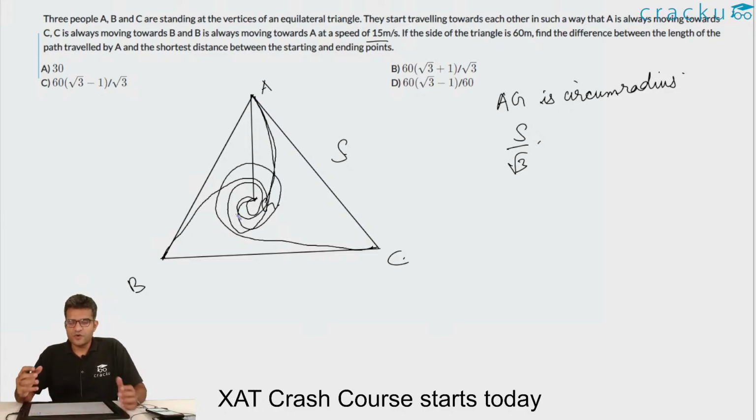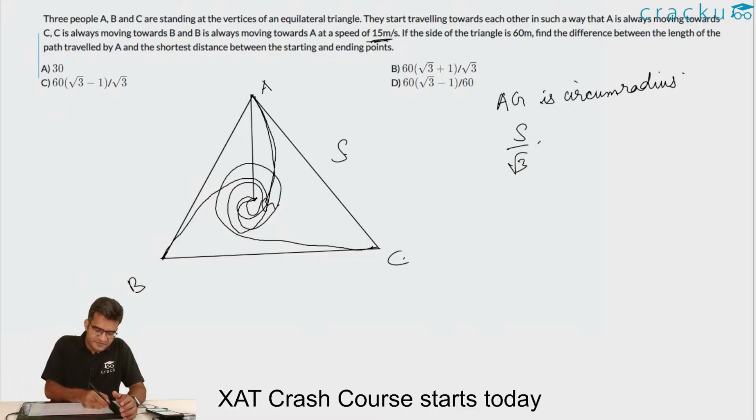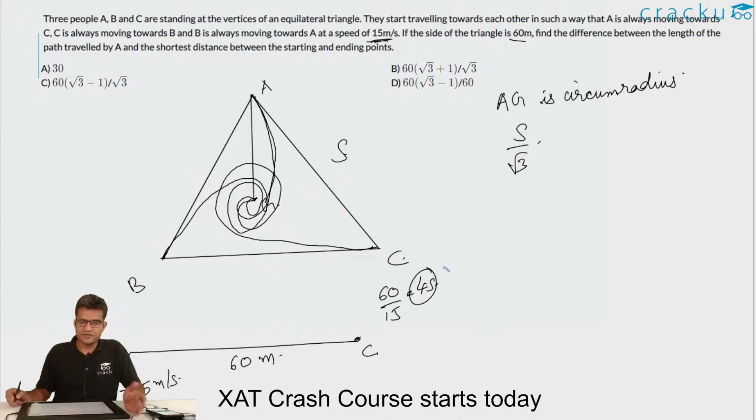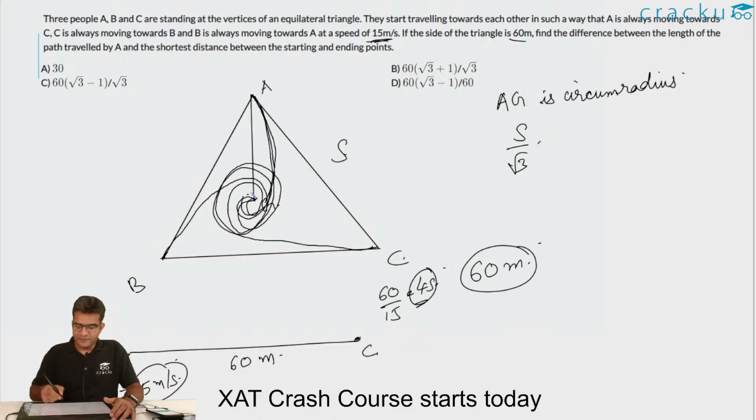To do that, let us look at only A and C. A is always moving towards C, and the speed is constant, it is 15 meter per second. So if you are looking at the relative speed, the distance between A and C initially is 60 meters, which is the side of the triangle, and A is always moving towards C at 15 meter per second. So the time that A takes to reach C will be equal to 60 by 15, which is equal to 4 seconds. So in 4 seconds, A is going to reach C. And this would mean that in 4 seconds, the distance that A has traveled will be equal to 4 seconds into his speed, which is basically again equal to 60 meters. So the length of all of this curved path will be equal to 60 meters.